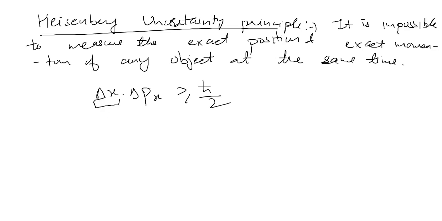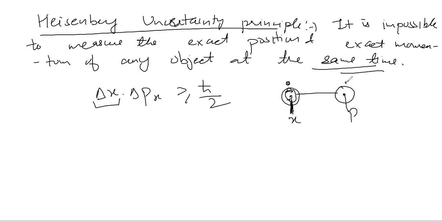This means that, for example, if I have an object here and after 2 seconds, let's say I have the same object somewhere here, I can measure the position of the particle precisely at this point. I can measure the momentum of the particle precisely at this point. The word "at the same time" signifies that. But I cannot measure the momentum and position precisely either at this point or at this point. This is the meaning of the words "at the same time."